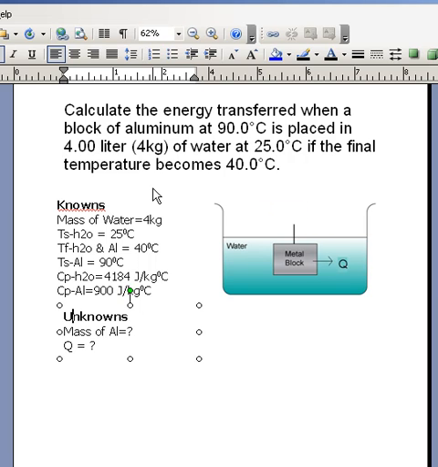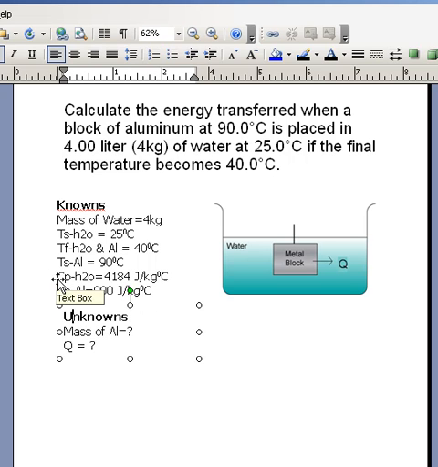Okay, so the first step in anything is write down everything that you know. So we know the mass of water is 4 kilograms. It's right there. We know that the starting temperature, T of S, of the water is 25 degrees Celsius. It's right there. We know that the final temperature for both the water and the aluminum is going to be 40 degrees Celsius. It's right there. It says the final temperature becomes 40 degrees Celsius. And we also know that the beginning temperature of the aluminum is 90 degrees Celsius. It says it right there.